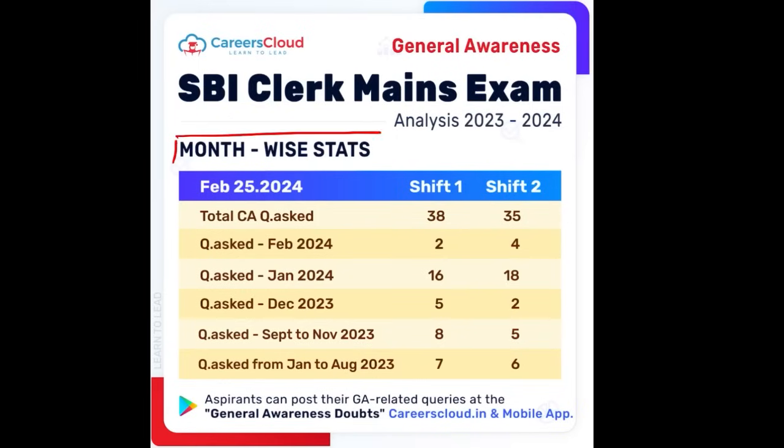If we look at some of the month-wise stats, like on a monthly basis, what are the questions that were asked, and we have covered those questions. The total number of questions were 38 and 35 respectively for 25th of Feb for shift 1 and shift 2. And here we can see that for the Feb month of 24, 2 questions and 4 questions were asked.